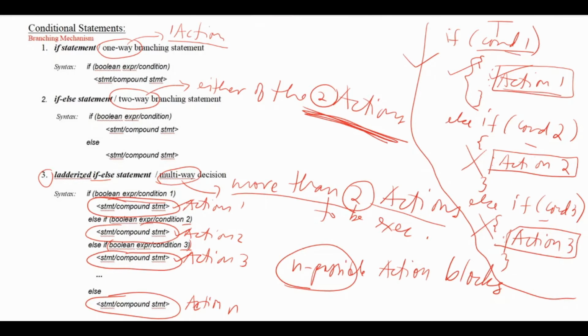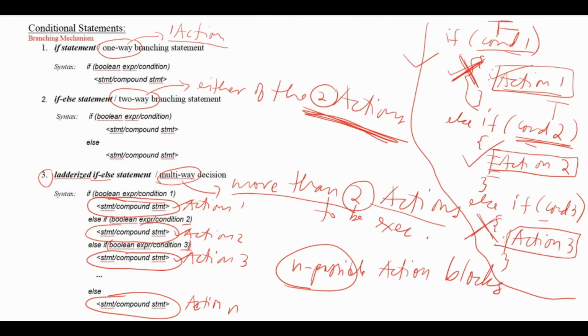But if this is false, then this action block number 1 is not executed. The program will proceed to check condition 2. If condition 2 is true, then this action block 2 will be executed, all the statements inside, and the next action blocks will not be executed. So take note, only one at a moment, whichever condition is true.